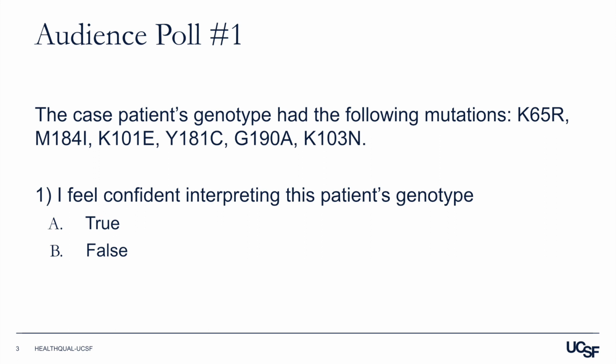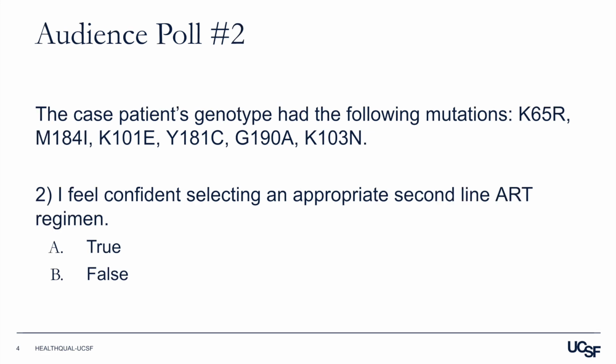So I have two audience polls based on this genotype. I'm going to go through the two questions, and then we'll pull up the poll for you all to respond. The case patient's genotype had the following mutations: K65R, M184I, K101E, Y181C, G190A, and K103N. The first question is a true-false question: I feel confident interpreting this patient's genotype. And the second one is: I feel confident selecting an appropriate second-line ART regimen. So if we could pull up the poll now, that would be great.